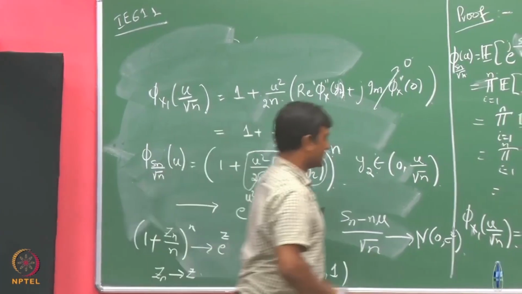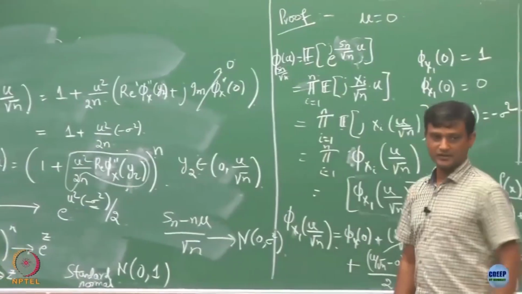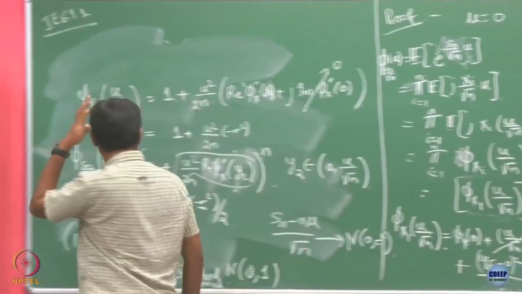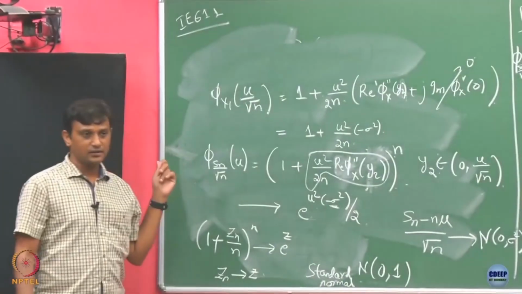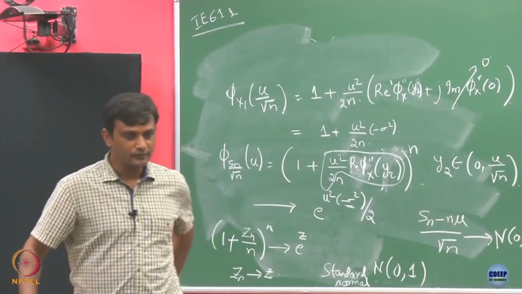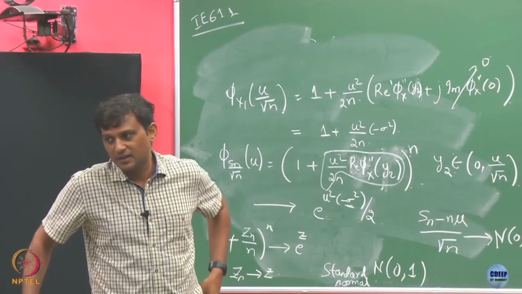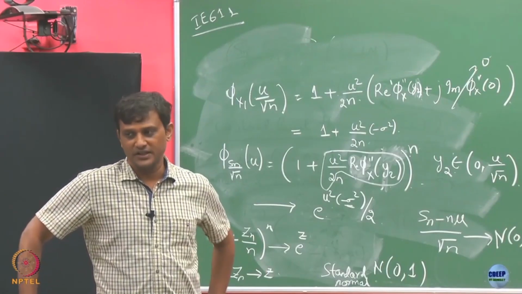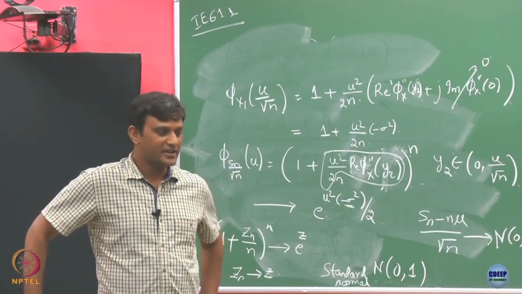So in this case it is just going to mean 0 and variance sigma square. So is it clear? Now, so we will come to see, okay fine, what is this? Why is this central limit theorem important?